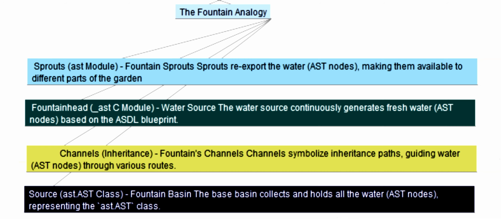The fountain analogy. Flow of water, AST nodes. Sprouts, AST module. Fountain sprouts re-export the water, AST nodes, making them available to different parts of the garden. Fountainhead, _ASTC module. The water source continuously generates fresh water, AST nodes, based on the ASDL blueprint. Inheritance. Fountain channels symbolize inheritance paths, guiding water, AST nodes, through various routes.